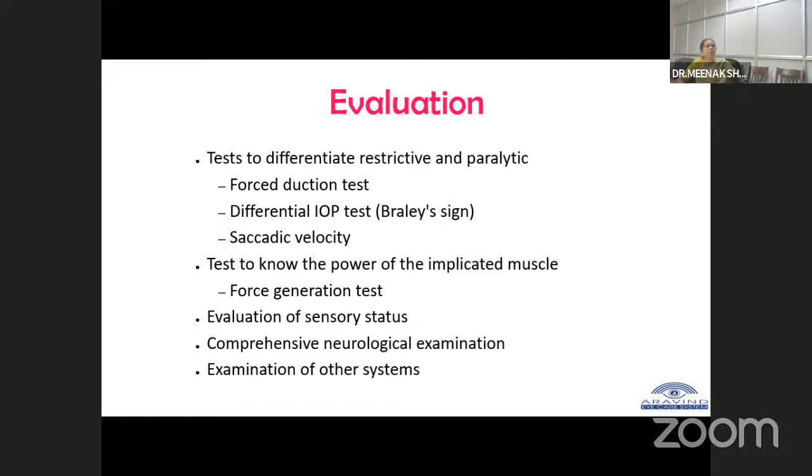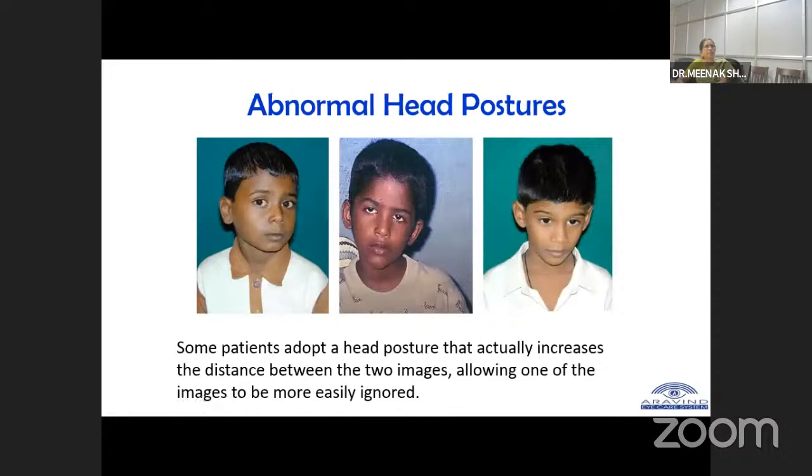And we should not forget the evaluation of sensory status, whether there is any diplopia or whether there is any stereopsis, because that changes our whole plan. And not last but the least is a comprehensive neurological examination. And some of the photos show patients who usually have an abnormal head posture, to ensure a diplopia-free field. But some can adopt another head posture so that the distance between the images increases, so that we can ignore the image.